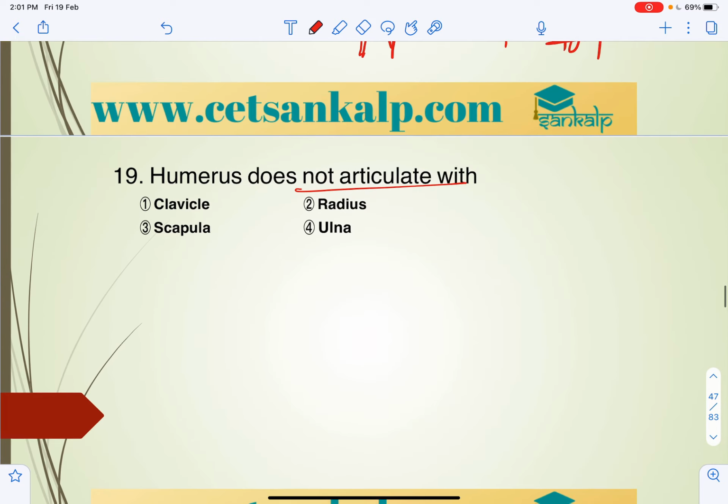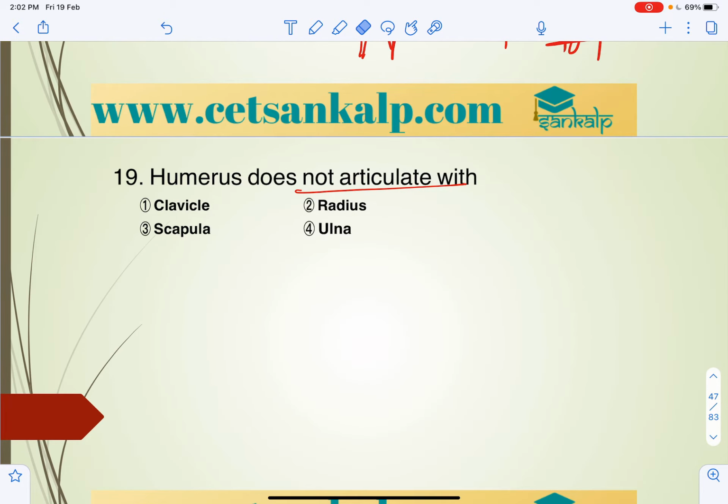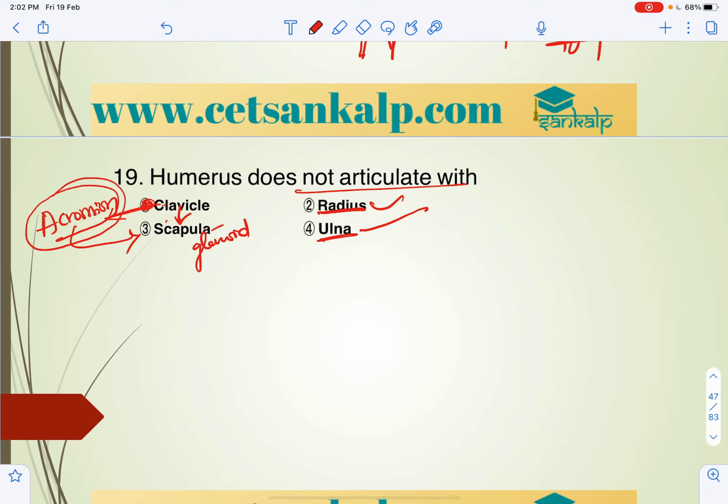We'll take this one. Humerus does not articulate with... The humerus articulates with the scapula, which has a glenoid cavity, and at the lower end it is associated with the radius and ulna, but not with the clavicle. The clavicle is attached to the scapula with the help of the acromion process. The acromion process is present in the scapula, and the clavicle articulates to that acromion process. Hence the humerus does not articulate with the clavicle.